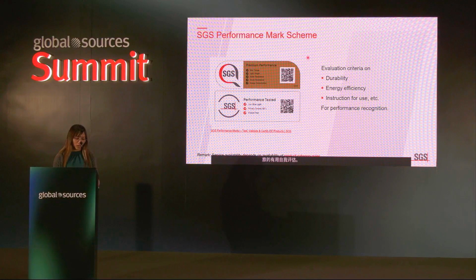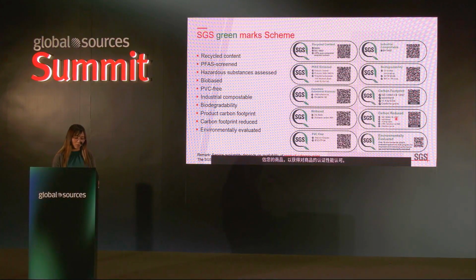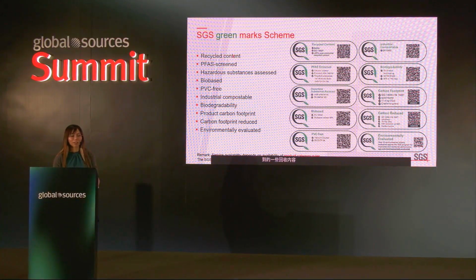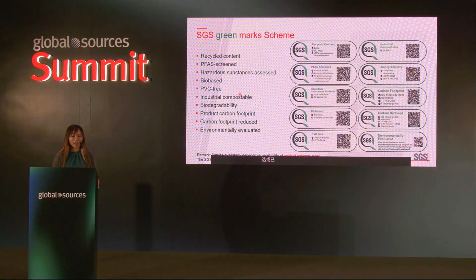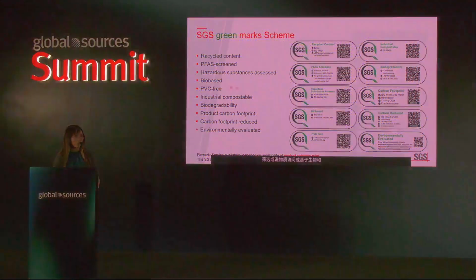And as a partner to your journey, SGS provides different services. Performance marks can evaluate your products against some set criteria, including durability, energy efficiency, as well as some others, for accredited performance recognition of your products. We also have the Green Mark scheme, which provides certification or verification for some common product sustainability aspects. So this includes the recycled content we've just mentioned, some chemicals, for example, PFAS-screened or hazardous substance assessed, or bio-based and PVC-free. And we also have the product carbon footprint verified mark.